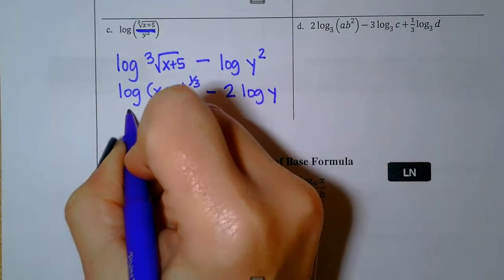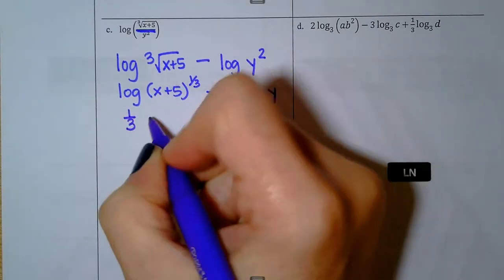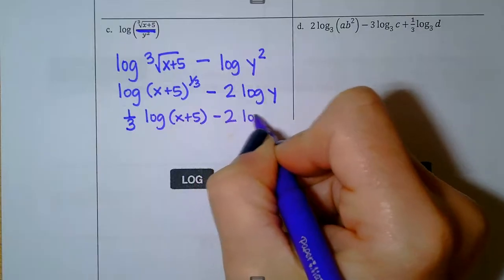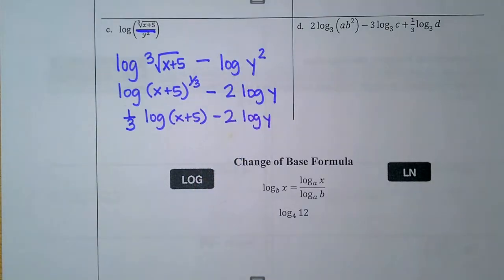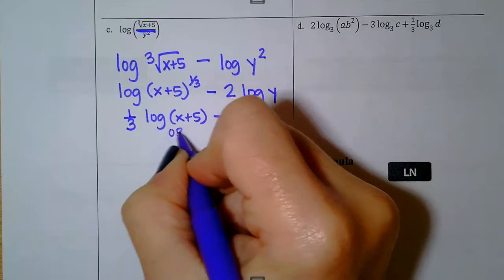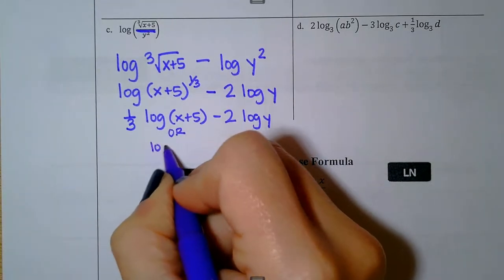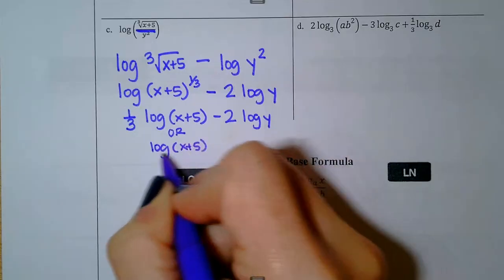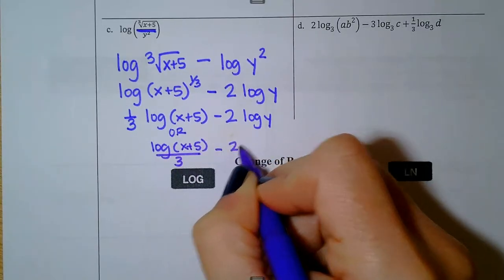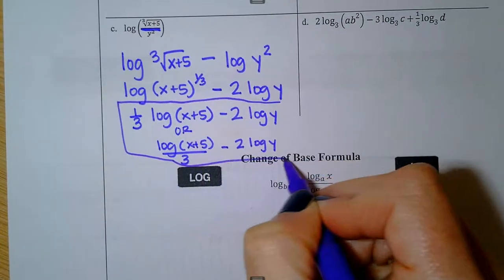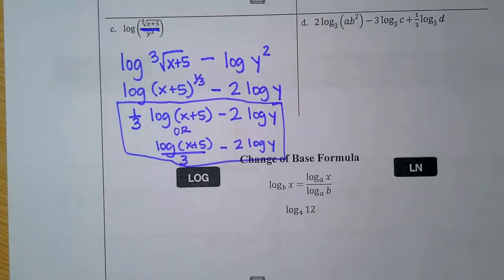And then I have one last step. I can write this a couple different ways. So 1/3 log of x plus 5 minus 2 log of y. That's one answer. Or you need to recognize that multiplying by 1/3 is the same as dividing the entire thing by 3, so I could write that. When you're on an exam, just know that when you look at the multiple choice answers, they both work. They're both correct.